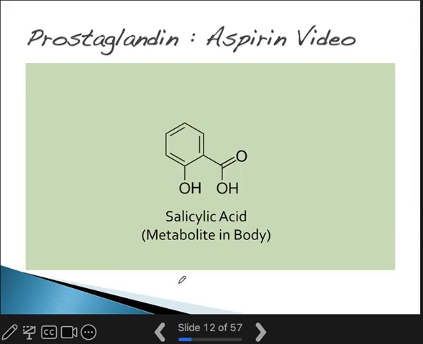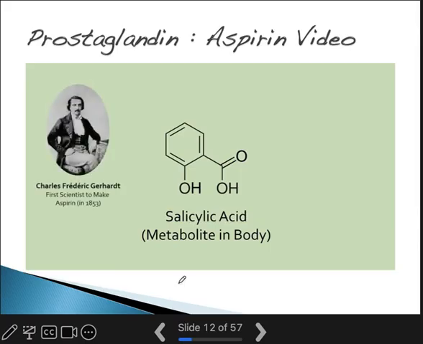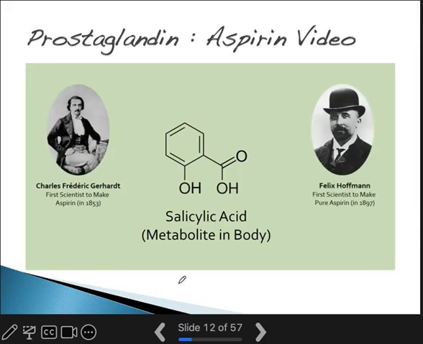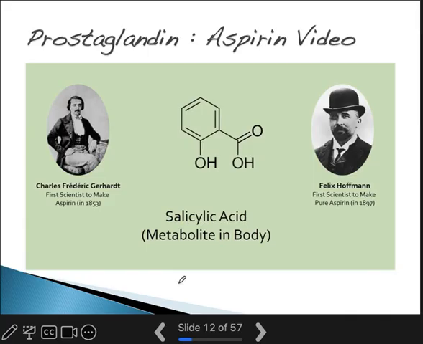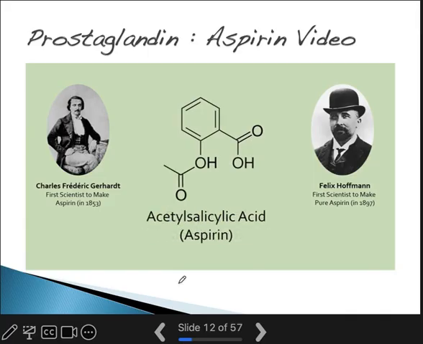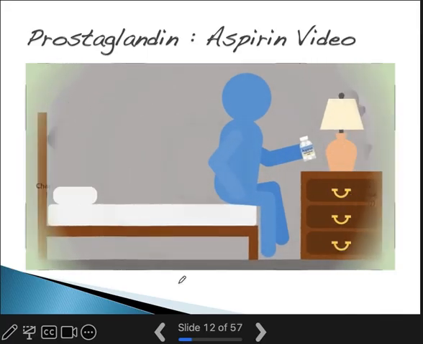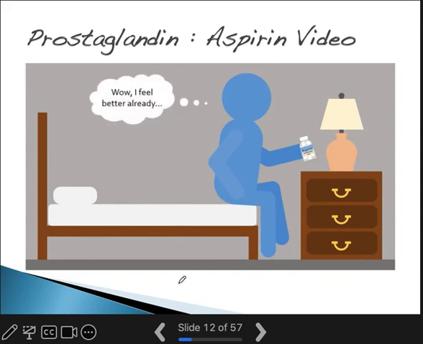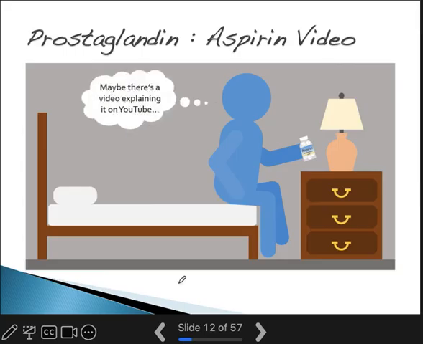Chemists such as Charles Frederick Gerhardt and Felix Hoffmann later experimented with salicylic acid to find ways of making it last longer and become less toxic in the body, which led to the creation of aspirin. Most people have experienced and appreciated firsthand the soothing effects of aspirin, but how does it actually work? In this episode of Medicurio, we will discuss the mechanism of aspirin, its side effects, and other uses of this drug aside from fever and pain relief.